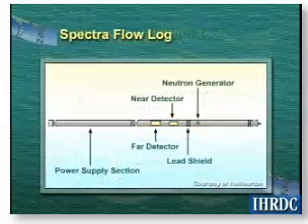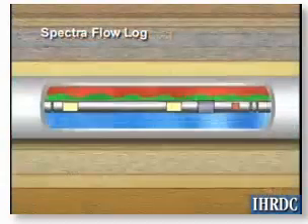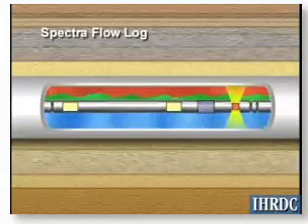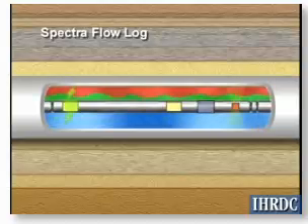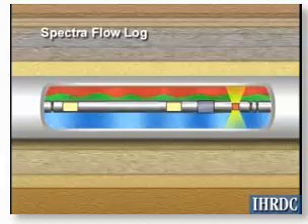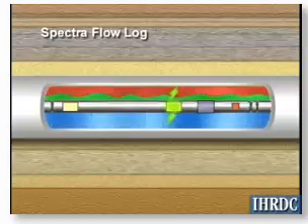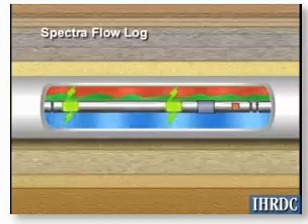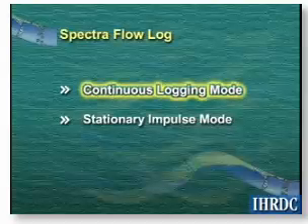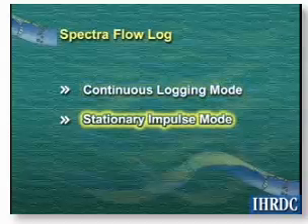Halliburton's Spectra Flow Log uses a pulsed neutron generator and two spectral gamma ray detectors to obtain oxygen activation measurements that are used to calculate water phase velocity. It can also be used for distinguishing water flow inside the casing from flow outside the casing. The Spectra Flow Log operates in either the continuous logging mode or the stationary impulse mode.